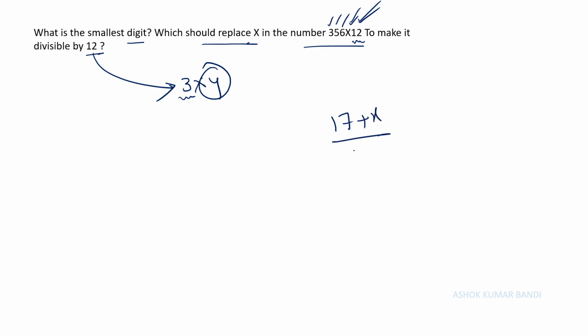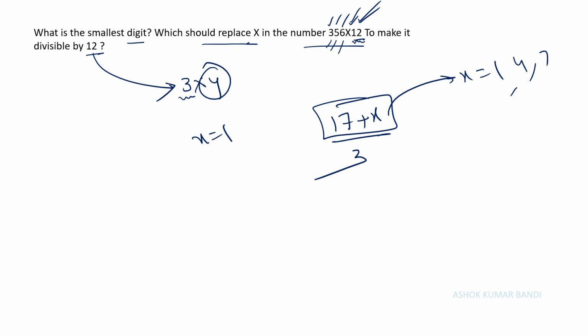I know this number should be divisible by 3. See here: 3 plus 5, 8; 8 plus 6, 14; 14 plus 3, 17. So if I want to make this number divisible by 3, x should be at least 1, because 6 3s are 18. So the smallest number is 1. Even if you add 4 or 7, you will still get your answer, but I want the smallest number. That's why I'm saying 1. So here my answer is 1.